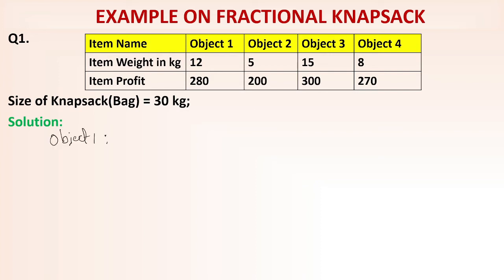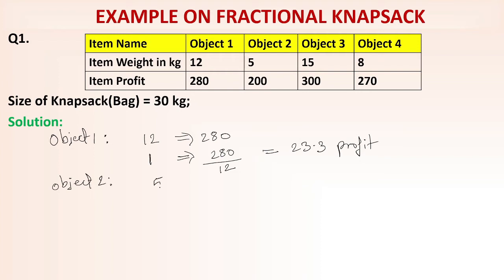Object 1 has 12 kg weight and it gives the profit 280. So if object 1 is of 1 kg, 280 divided by 12 will come to 23.3. So this is the profit for 1 kg of object 1. Similarly for object 2 we'll calculate. Object 2 is of 5 kg and it gives the profit of 200. If you consider object 2 of only 1 kg, then how much profit will it give? For 1 kg of object 2, it will give a profit of 200 divided by 5, that is 40.